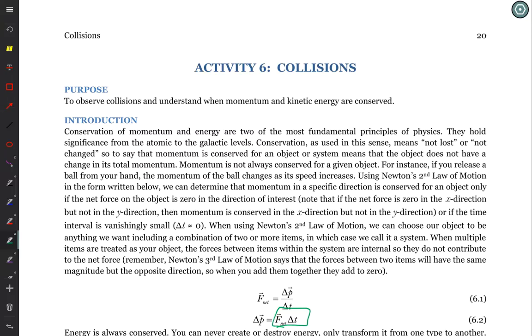Newton's second law tells us that if the net force acting on my system is zero, or the delta t, the time, is zero, then I'll have momentum conserved. So in our collision case, our collisions are going to be very short, and the only external force will be the force of friction. Now, there is friction on these tracks.